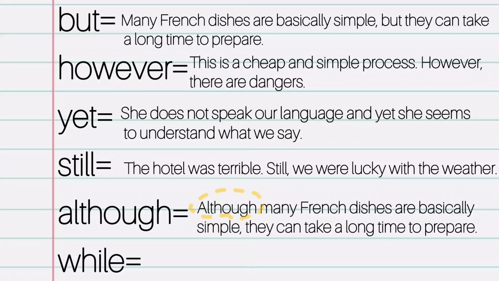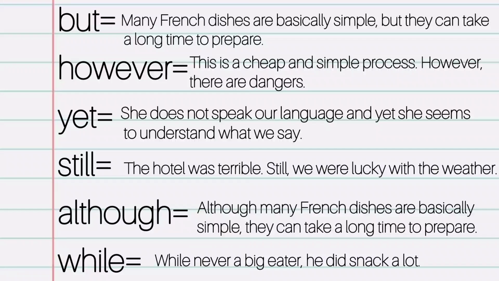Although she does not speak our language, she seems to understand what we say. Although this is a cheap and simple process, there are dangers. Although many French dishes are basically simple, they can take a long time to prepare. So you just put although in the beginning of a sentence. While, we use while just like although. While never a big eater, he did snack a lot. Although he was not a big eater, he did snack a lot.